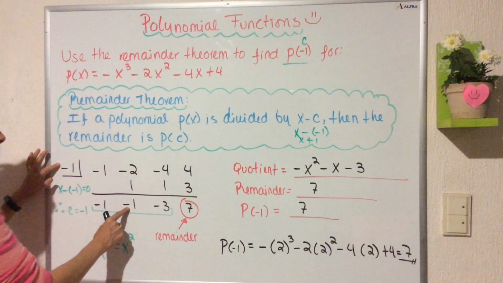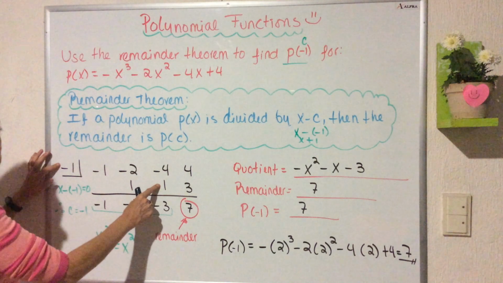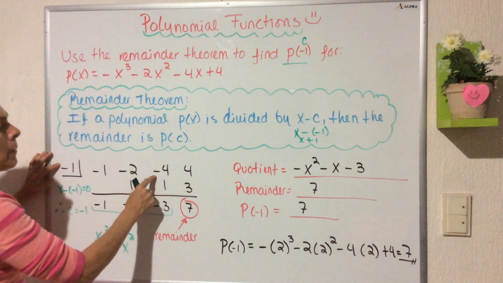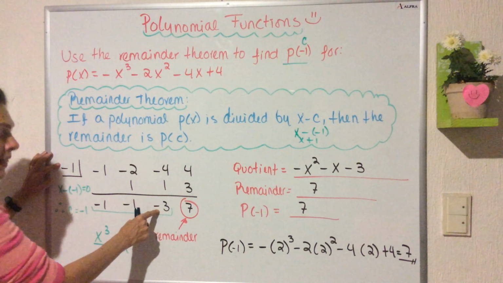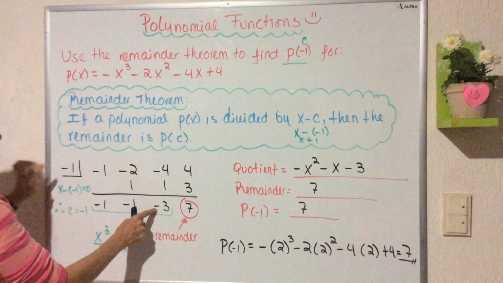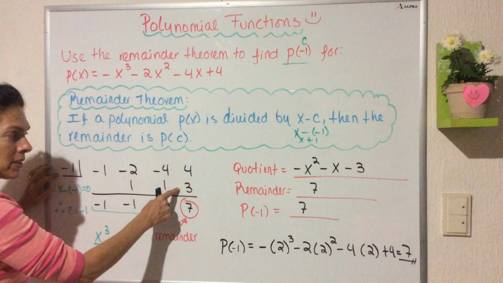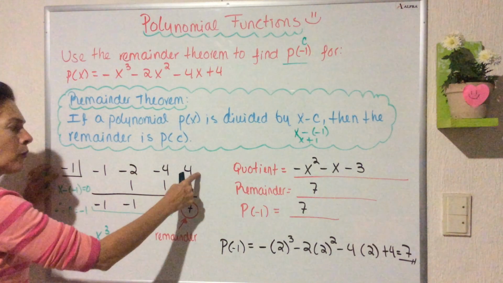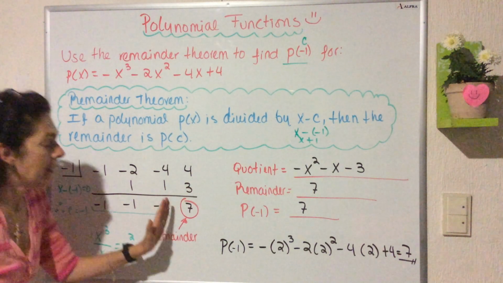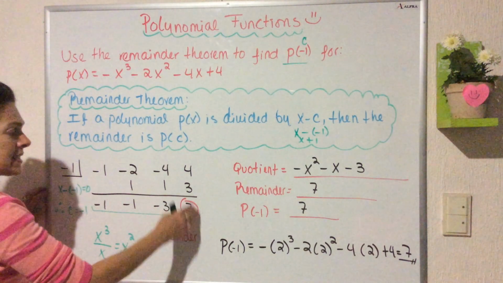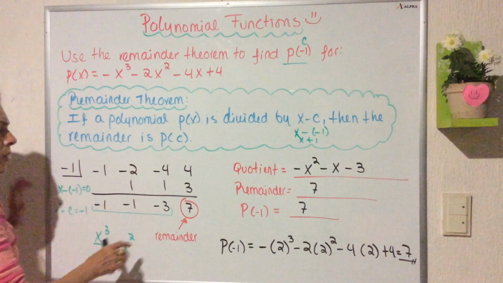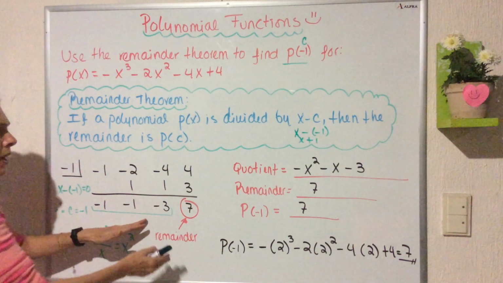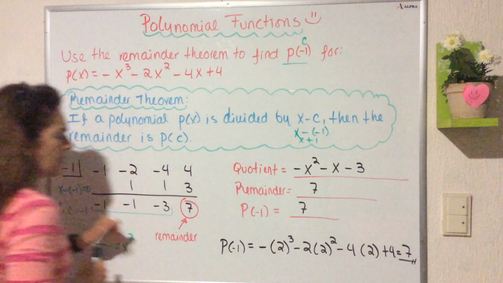And then we multiply again, minus 1 times minus 1, positive 1. So we are going to write it here, and then we add minus 4 plus 1, minus 3, and again we multiply, minus 3 times minus 1, positive 3, and then we add again 4 plus 3, 7. And remember, dear students, the last number that you get is always the remainder, okay? Good. Once we have the remainder, we can write it here, 7.